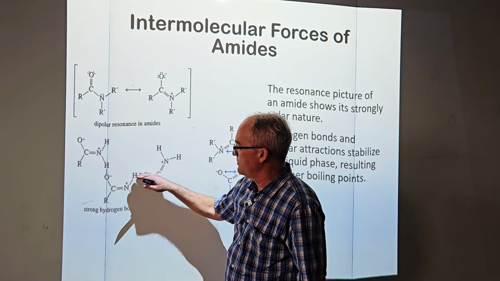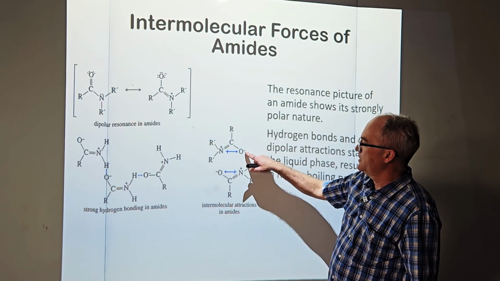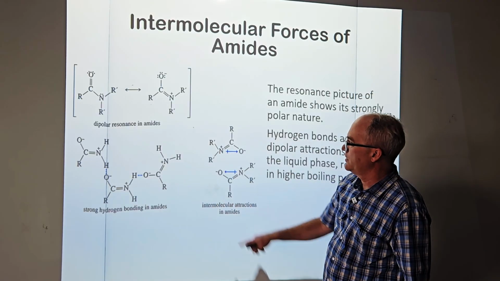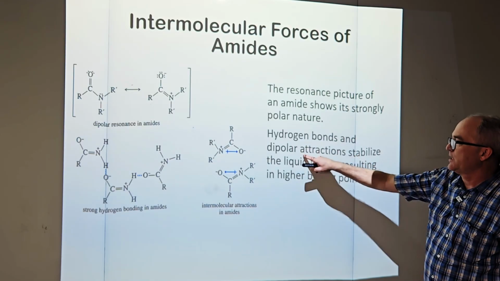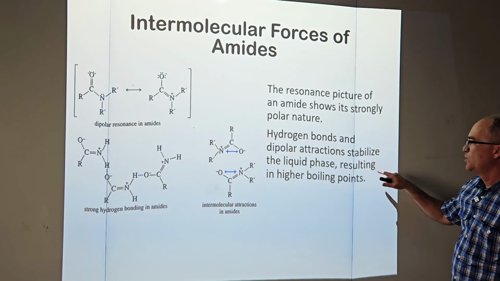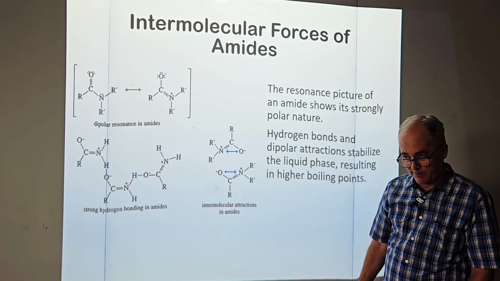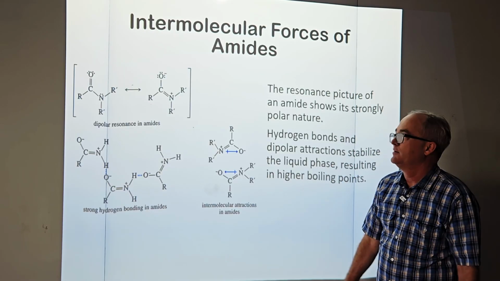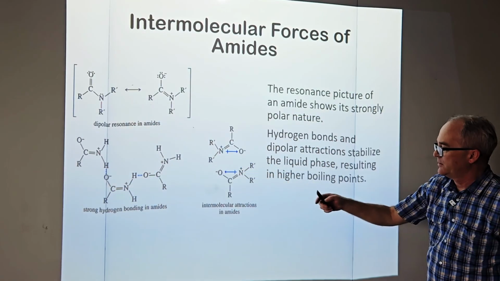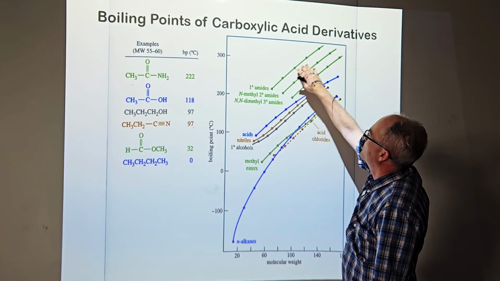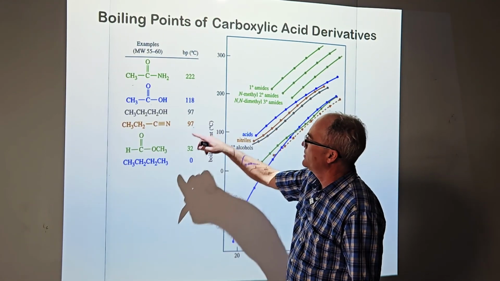So in addition to this hydrogen bonding that we got going on, we also have this dipole interaction. Here's the negative oxygen and the positive in this thing. The resonance picture of an amide shows its strong polar nature. Hydrogen bonds and dipolar attraction stabilize the liquid phase, resulting in higher boiling points. So if you ever needed physical evidence to convince somebody of a hybrid resonance structure, now I imagine this might be said to be the major contributor and this one the minor, but this physical property here of these being way up there, these probably drop down to steric hindrance, and as you get to a tertiary, they can't get as close.